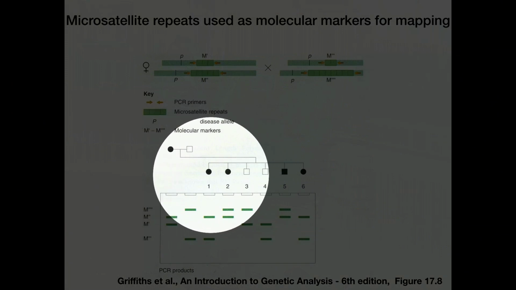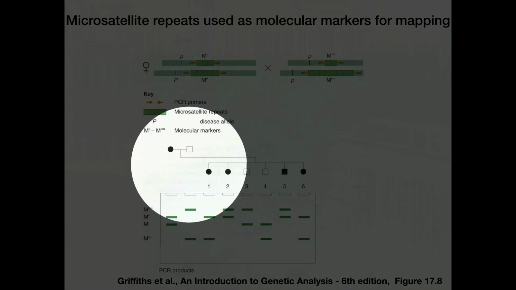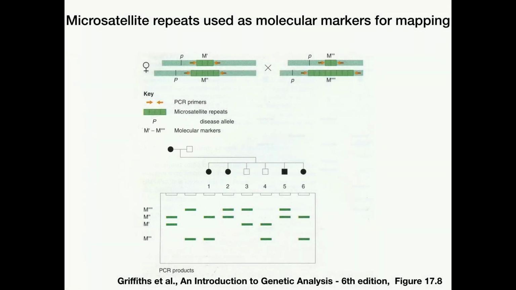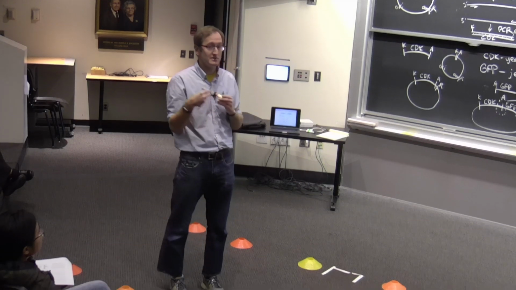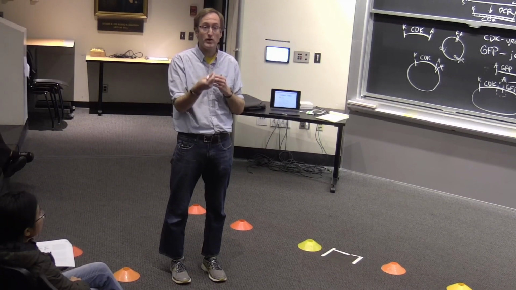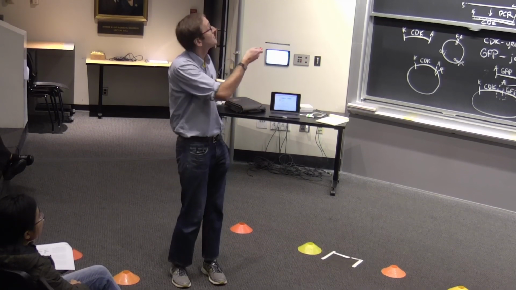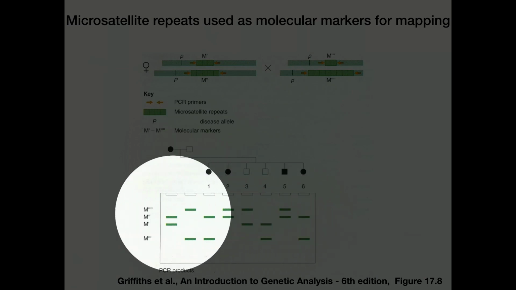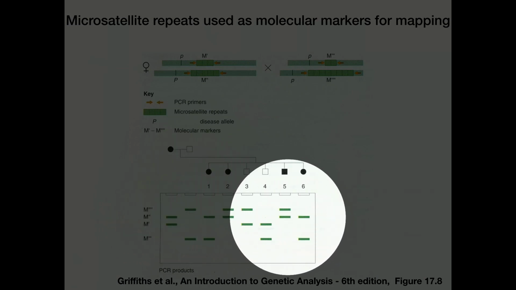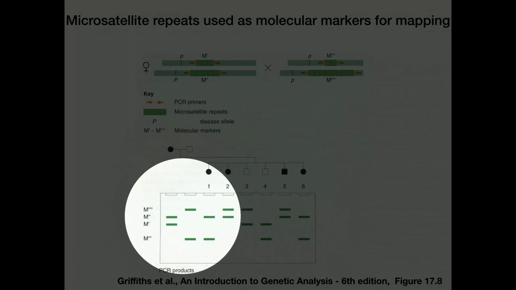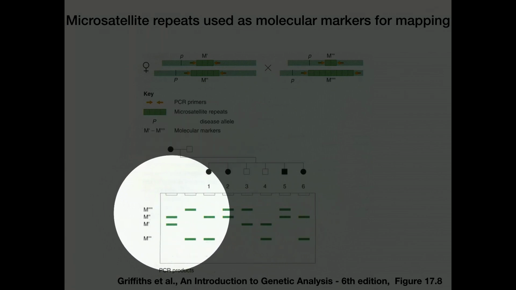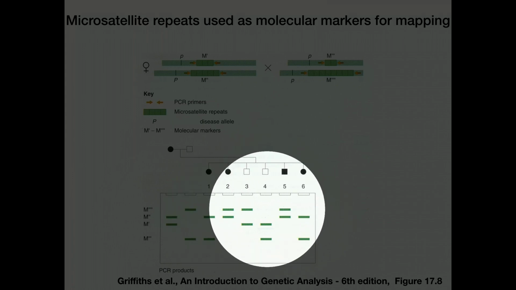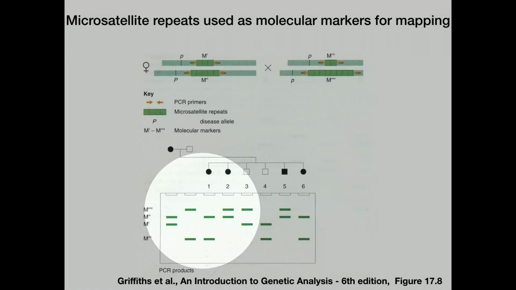And what you want to do is look at the affected individuals and see if the disease phenotype is linked or connected with one of these microsatellite alleles. We basically PCR DNA from all these individuals, and if you look at who's affected, each one of the affected individuals has this M double prime band, and none of the unaffected individuals has it, okay?